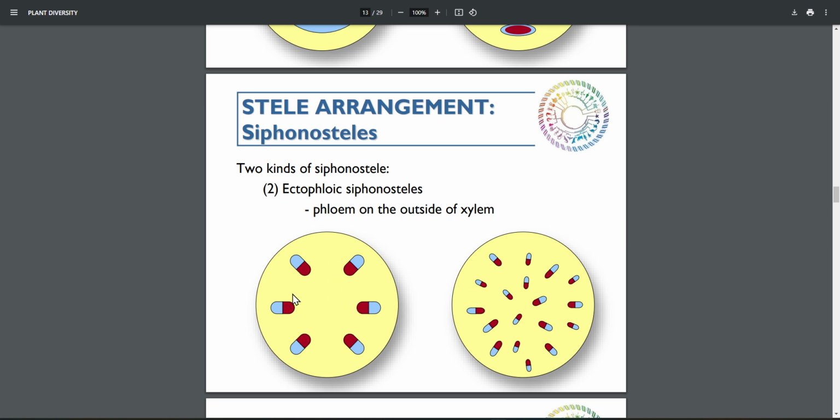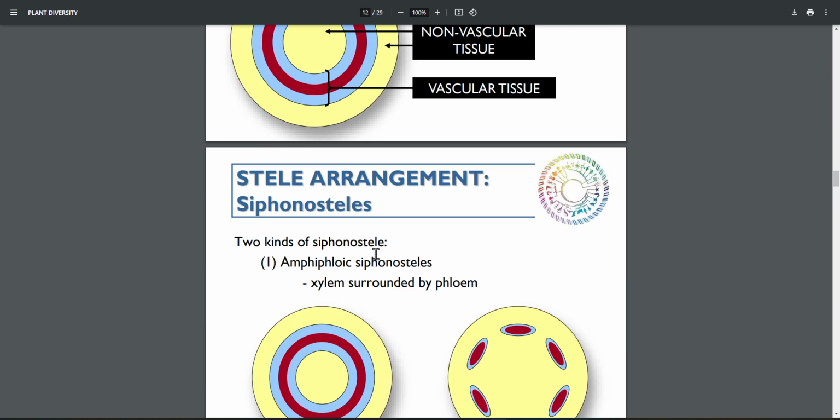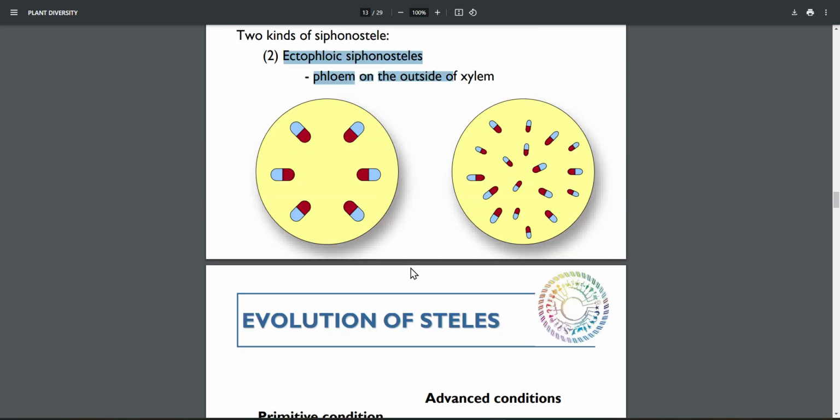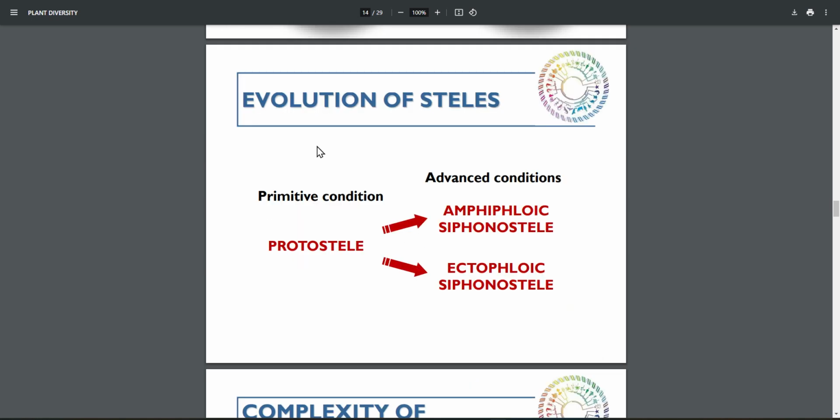No matter what. So this one may be bundled up very nicely on the perimeter, but this one is interspersed, randomly put. But you can see the xylem always faces the core, no matter what, and the phloem always faces outside. So this is ectophloic siphonostele, and this is amphiphloic siphonostele. All right. And then the evolution of the steles. First, obviously, the protostele came first, while these two evolved independently from each other.